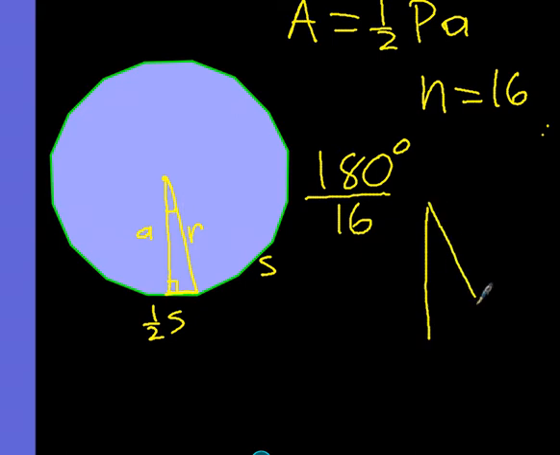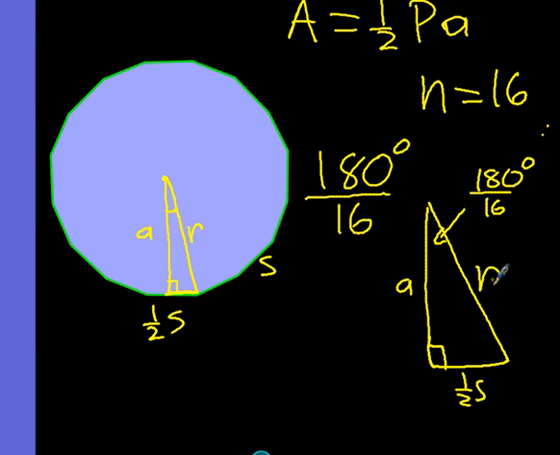I'm going to just resketch the triangle a little bit larger over here. I don't care if it's exactly to scale or not. This angle is going to be 180 over 16 degrees, whatever that is. Here's the apothem, here's the half side, and here's the radius. So, knowing trig, I need either this angle or that angle. Once I get one, I automatically get the other. And one of those sides: either the radius, the apothem, or the half side. With that much information, that's enough to solve.